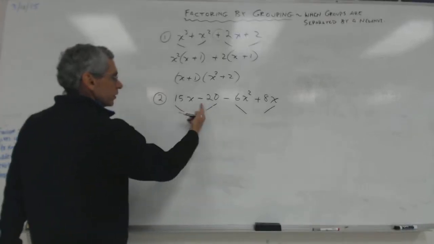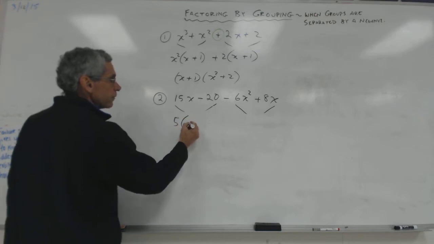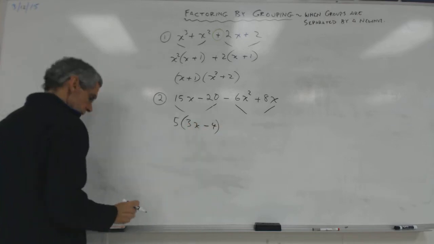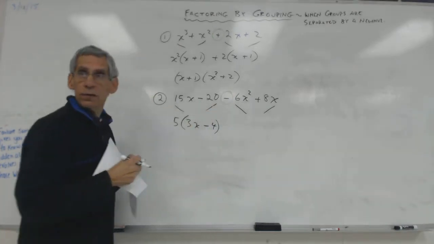So what would be my greatest common factor here? 5. So I put 5 in parentheses, and then I have 3x minus 4, right? Now, unfortunately, I have this doggone negative sign here, right?